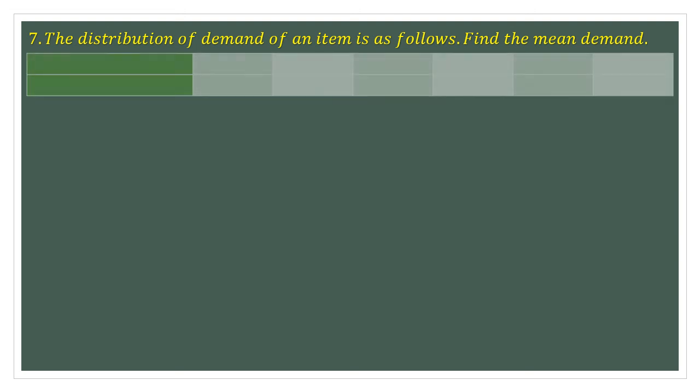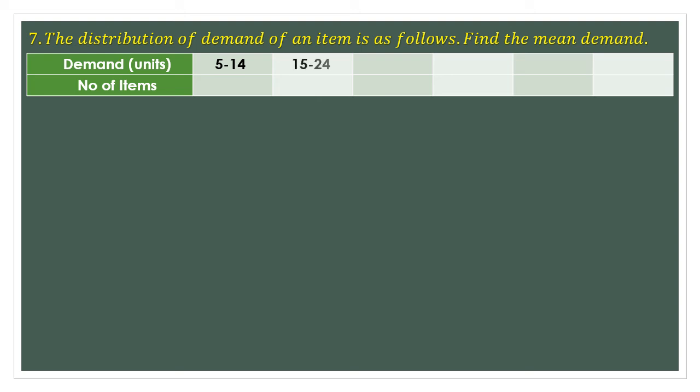Moving on to the last question of the exercise, the distribution of demand of an item is as follows. We have to find the mean demand. The table here is demand in units and number of items. Demand, as you can see here, is 5 to 14, then 15 to 24. Now this is a bit of a different class, as you can see here, that first class ends at 14 and then the next class does not start at 14 but starts at 15.